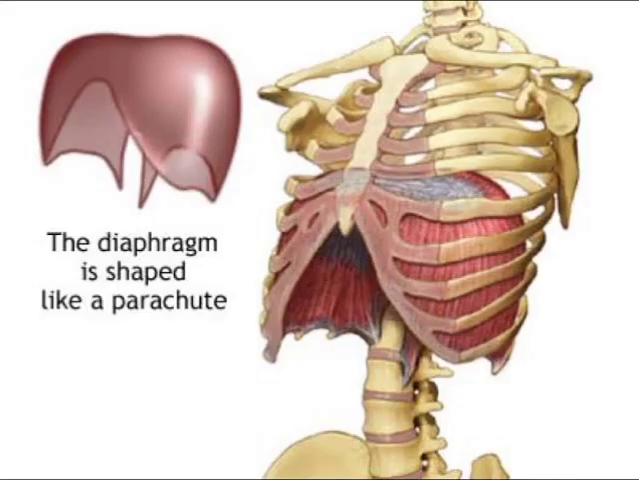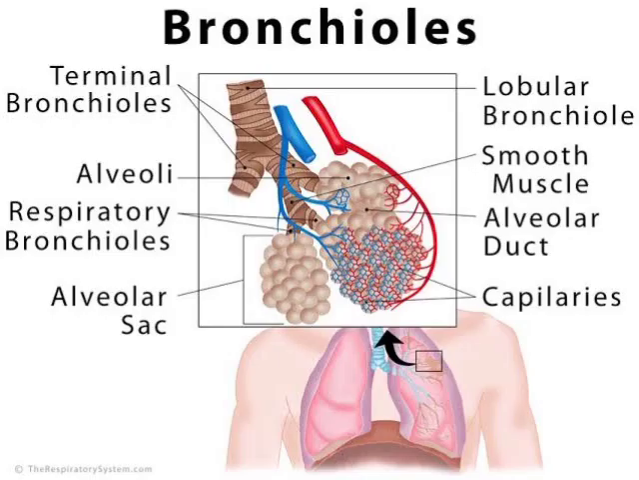The diaphragm is the strong wall of muscle that separates your chest cavity from your abdominal cavity. By moving downward, it creates a suction to draw in air and expand the lungs. The smallest section of the bronchi is called the bronchioles.